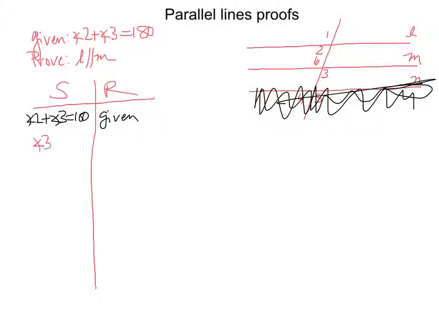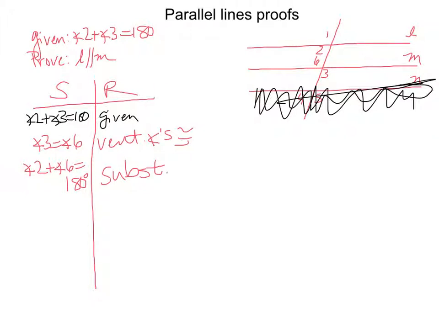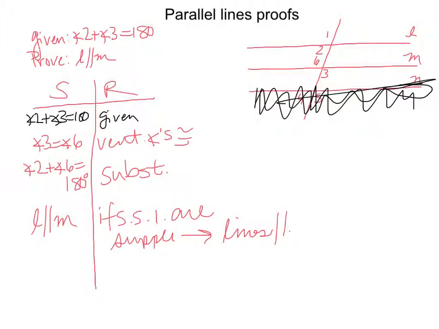I know that 3 is equal to 6, right? Because vertical angles are congruent. We know that. We can prove that. Okay, so now I'm going to do some substitution to say, hey, 2 plus 6 is equal to 180 degrees. That's substitution. So that means L and M are parallel because if same side interior angles are supplementary, then lines are parallel. Cool?